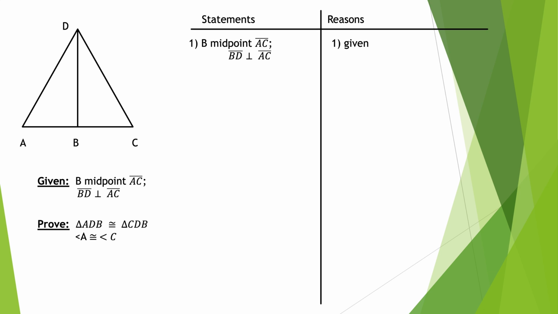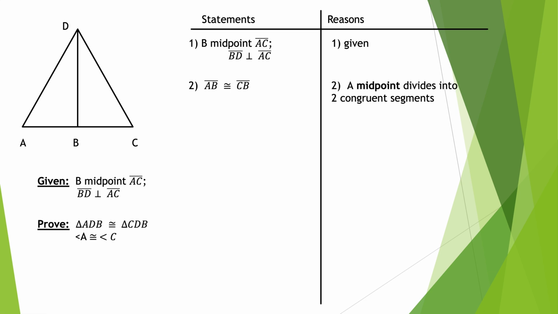Okay, so B is the midpoint of AC, BD is perpendicular to AC. So the first thing I want to use is midpoint. And when I use a midpoint first, that means that B is the midpoint. So the 2 pieces from A to B and from C to B are going to be congruent to each other. And that's because a midpoint divides a segment into 2 congruent segments.